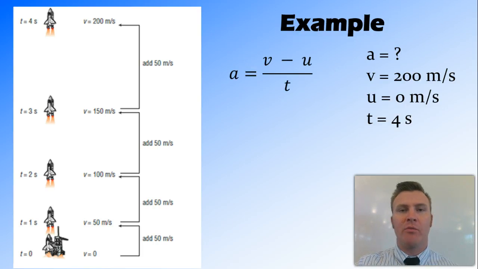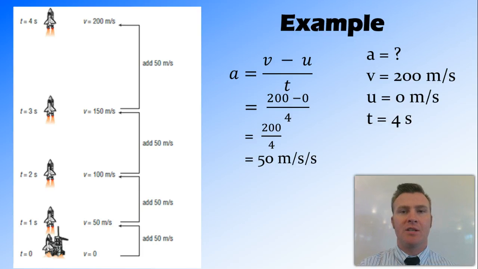So we use the formula a equals v minus u on t, where final velocity is 200 meters per second, initial velocity is 0 meters per second, and the time is 4 seconds. So 200 minus 0 divided by 4, or 200 divided by 4, which is 50 meters per second per second. And this makes sense. That's what we had in the example. So we proved that that was correct.